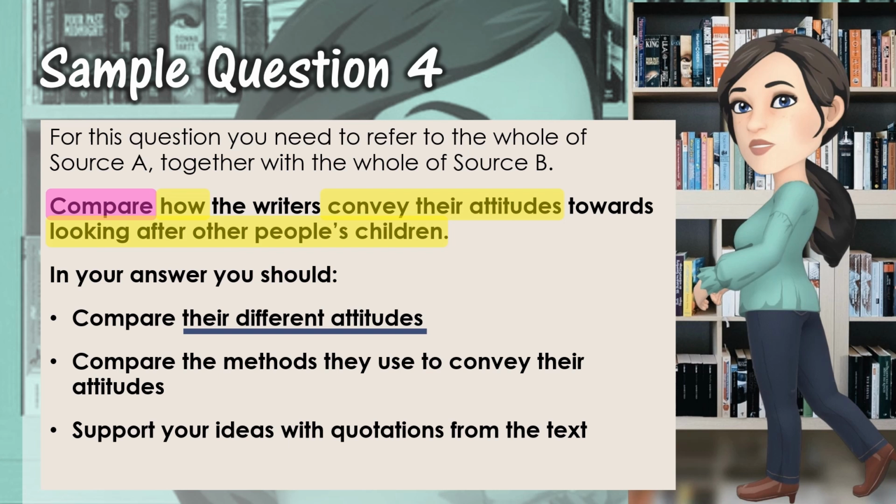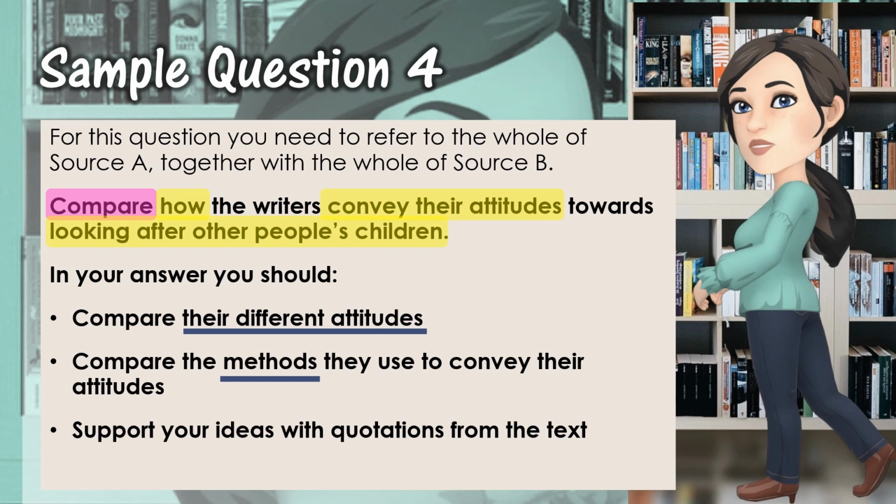Usually with this question, it focuses on different attitudes. So I'll compare these, but the question also has how, compare how the writers convey their attitudes. So this is the methods they use to convey these attitudes. So what are the attitudes and what language or structural devices have they used to show their attitudes?